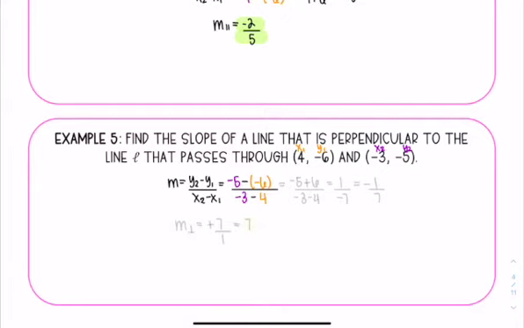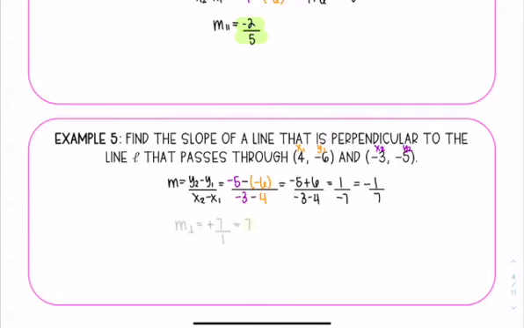And so on the top, we have double negatives. We've got -5 plus 6. And on the bottom, we just have -3 minus 4. Well, -5 plus 6 is going to give me 1, and -3 minus 4 is -7. And so I'm just going to rewrite this as -1 over 7.